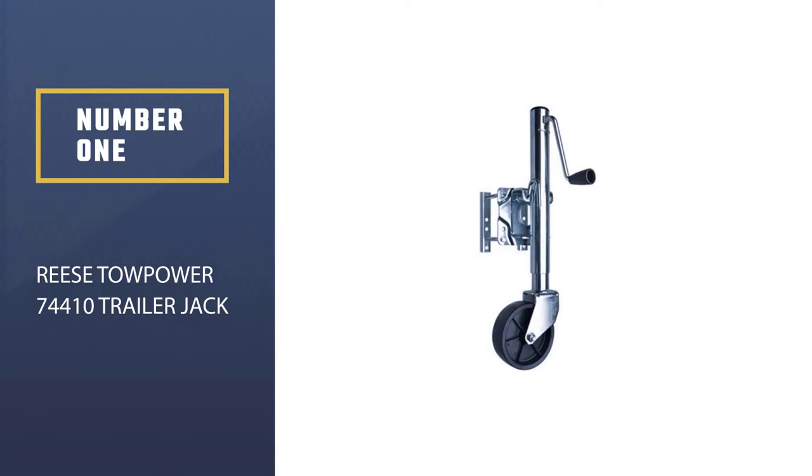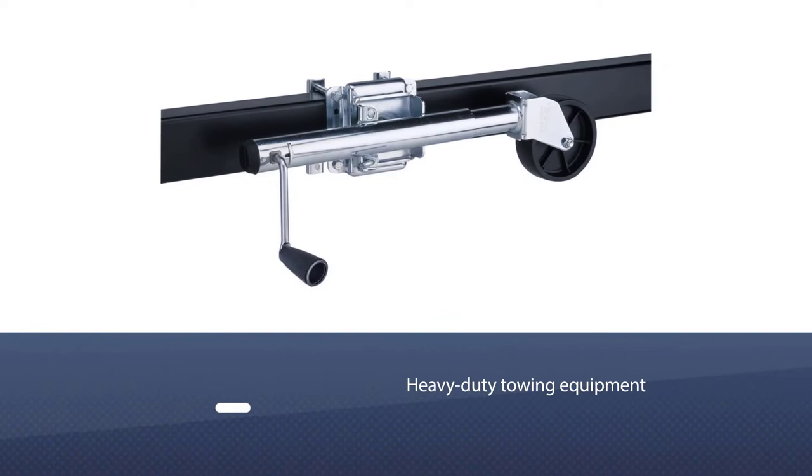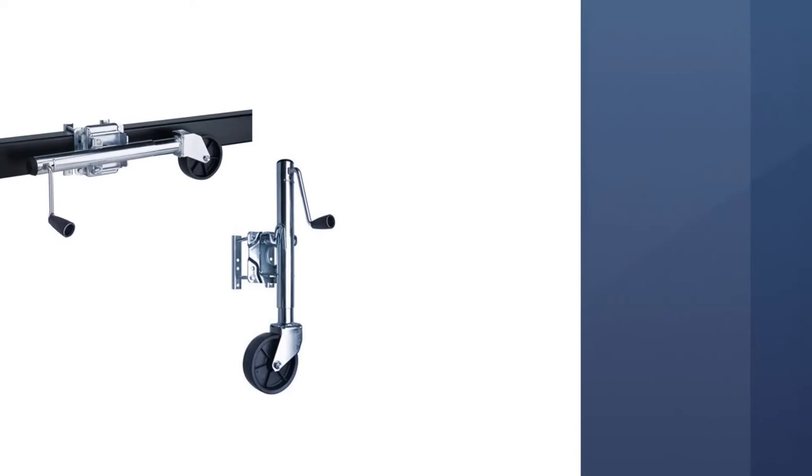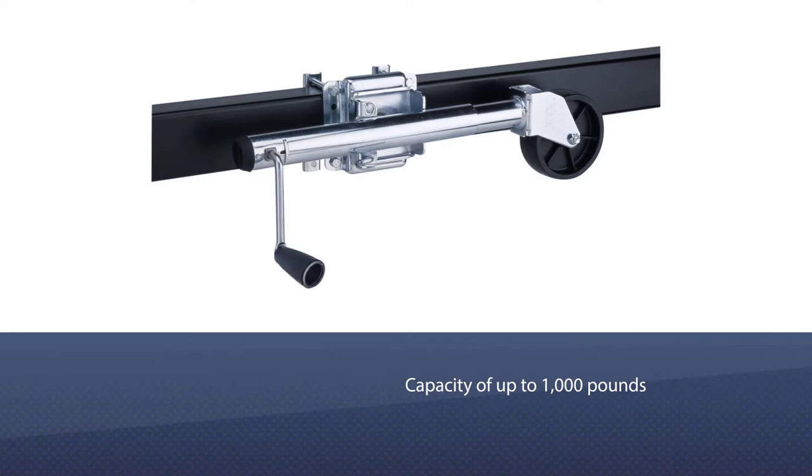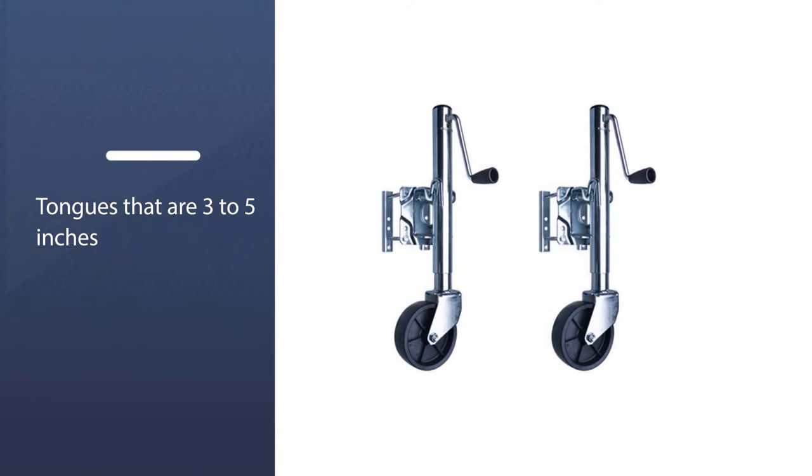REESE is one of the most reputable brands in the market for heavy-duty towing equipment. The Towpower 74410 is a notable pick for best boat trailer tongue jacks. With a capacity of up to 1,000 pounds, it can support small to medium boats. This versatile swivel trailer jack has several holes in its bracket. This accommodates different frame sizes. It fits tongues that are 3 to 5 inches.